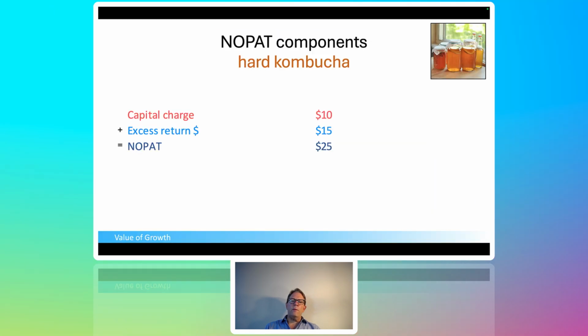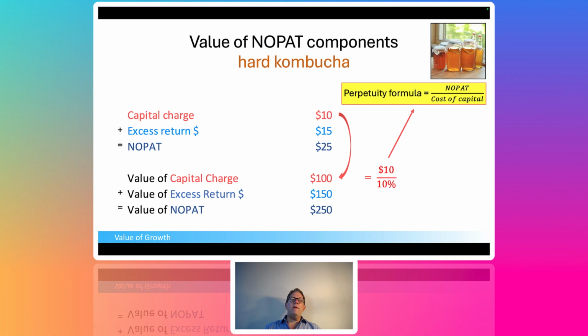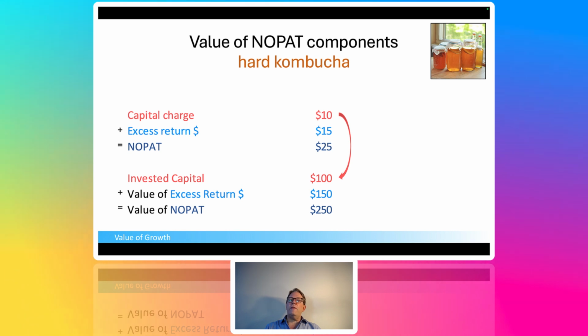All right, last one, hard kombucha. We know this is the interesting investment. Capital charge is 10. Excess return in dollars is 15. NOPAT is equal to 25. The value of the capital charge is the same in all three cases. That's 100 million. That's your invested capital.